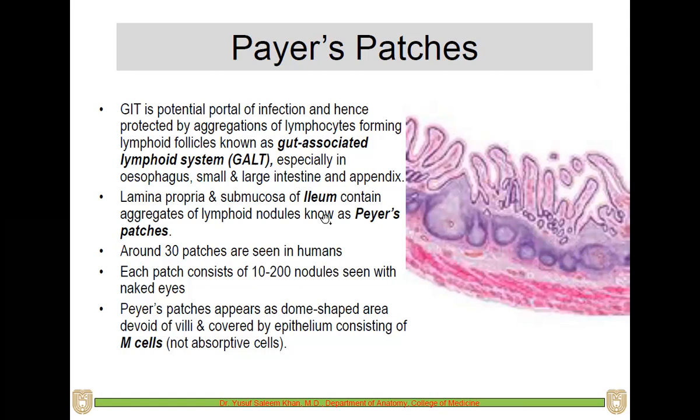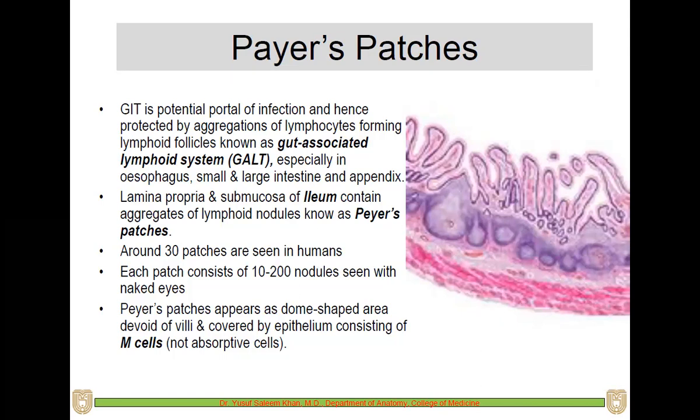The ileum, the last part of the small intestine, contains aggregations of lymphoid nodules known as Peyer's patches. Especially in the last part of the small intestine, the ileum, there is a huge aggregation of lymphoid follicles. If you see here, these huge aggregations of lymphoid follicles are called Peyer's patches. They are seen even with a hand lens.